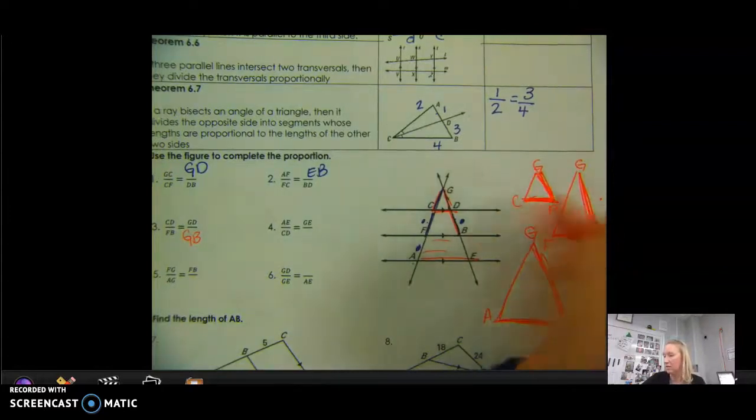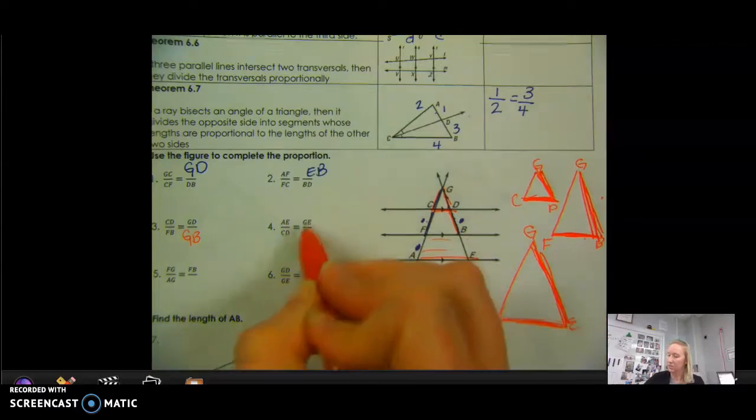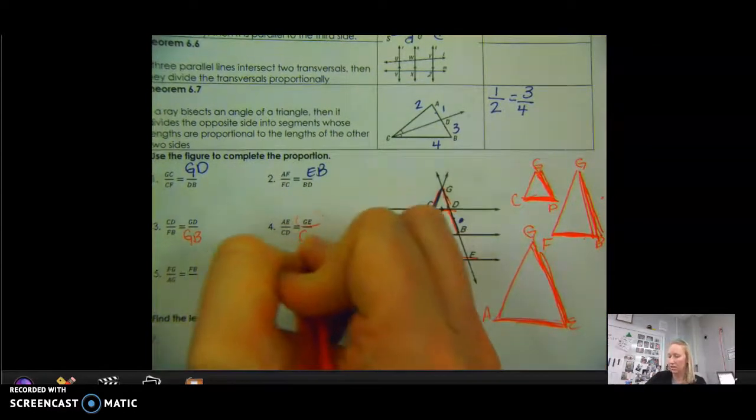So side of the small would be this G to D. It has to be the same side as the G to E that we're talking about, so it'd be G to D on the bottom.